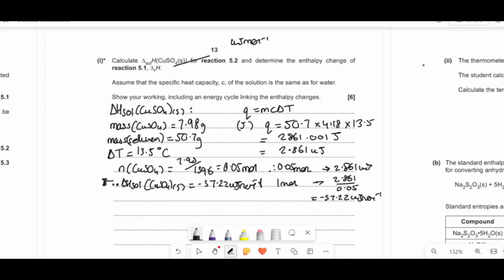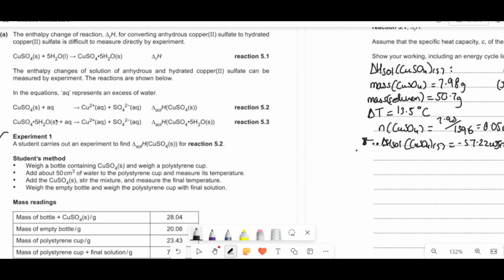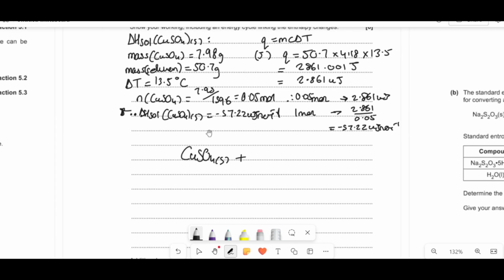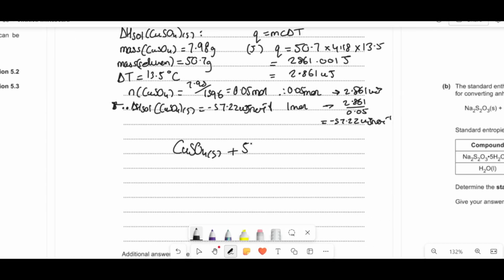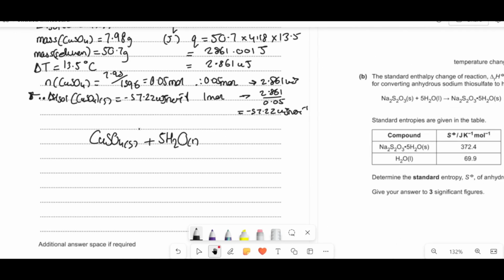Now we need to determine the enthalpy change of reaction, delta HR. So let's have a look at what that reaction actually is. It's always helpful to write out the overall equation and see what we can do. So CuSO4 solid plus 5H2O liquid makes CuSO4.5H2O. Every arrow in a Hess's law cycle is an enthalpy change, so you can write that there, that's delta HR, what we're looking for.